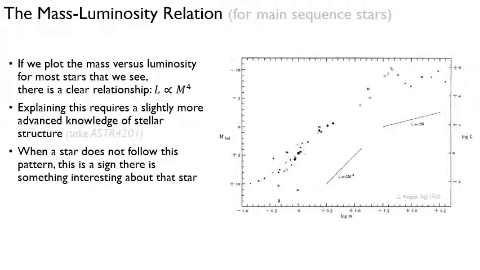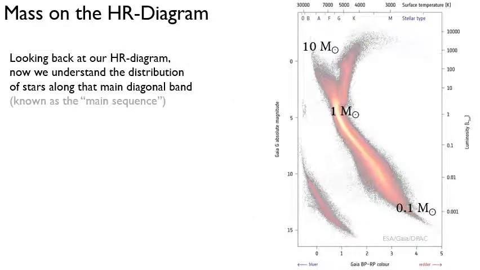Now this is true for most stars, for 90% of stars. When a star does not follow this pattern, that means there's something interesting about that star. It must be a little bit different than the 90% of those other stars. So if we go ahead and plot mass on the Hertzsprung-Russell diagram, we can do this for the stars. We relate our mass to our luminosity, and you just get a couple of example points here. So a 10 solar mass star would be along this diagonal band, up here near the tip of where we observe nearby stars.